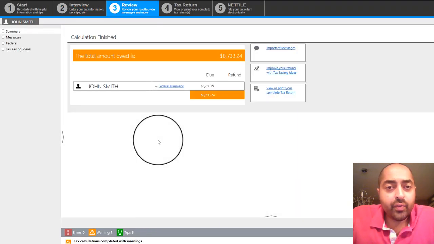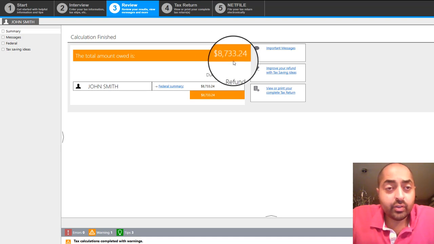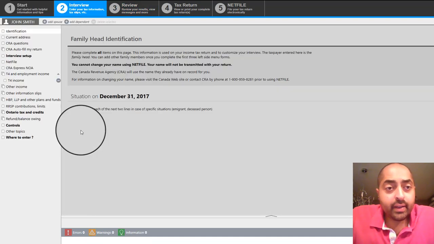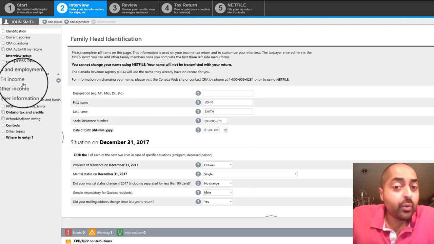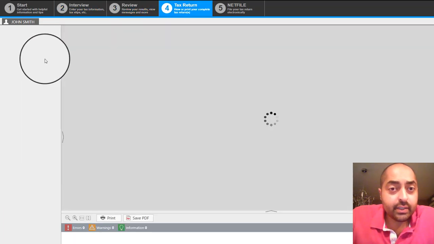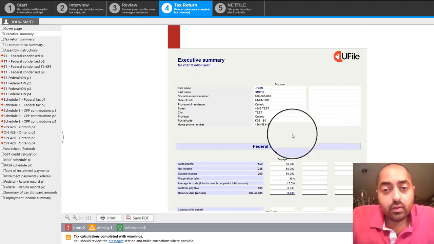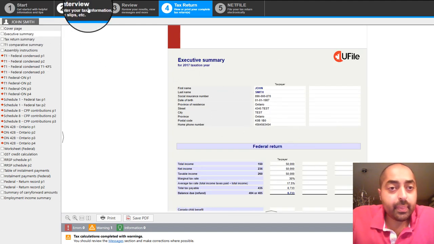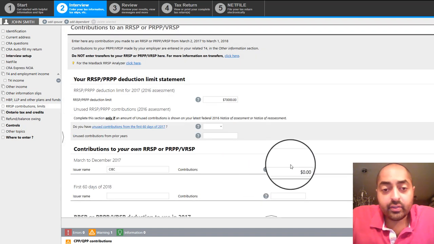All right, so with 50K of income and no taxes paid during the year and no RSP contribution, John has to pay 8,700. So let's go back and see with a 10,000 RSP contribution what difference that makes. Actually, let's see, is he getting any GST at this level? Okay, no GST. So let's add a 10,000 contribution.